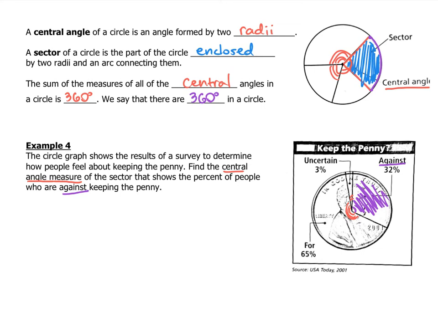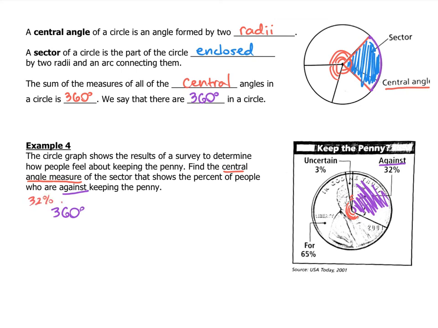Well, in order to do that, we need to know a little bit about percents and then a little bit about how many degrees a circle has. So up here, we talked about a circle has 360 degrees. And we know this sector that I highlighted in purple represents 32% of the people surveyed. So 32% of this circle is people against keeping the penny. So that means that the angle measure of this central angle is 32% of 360 degrees.